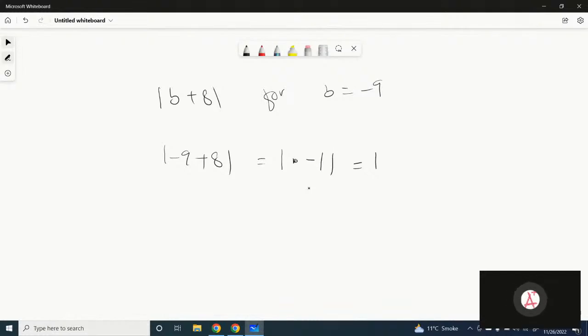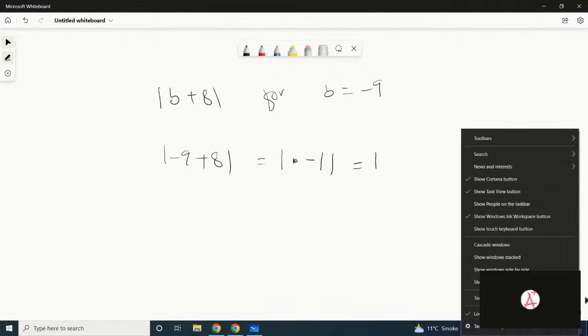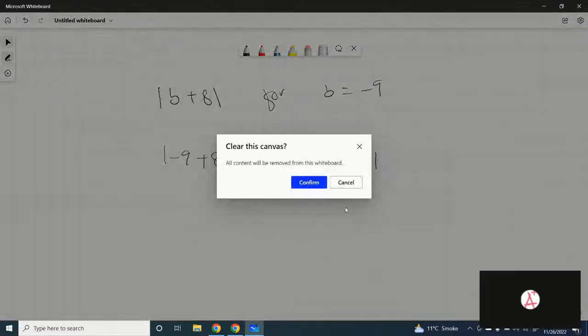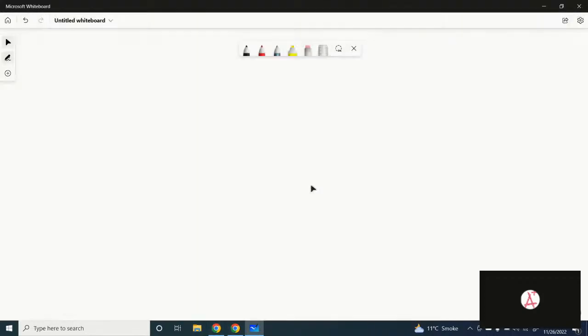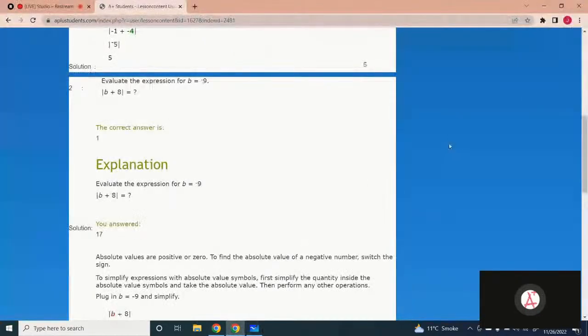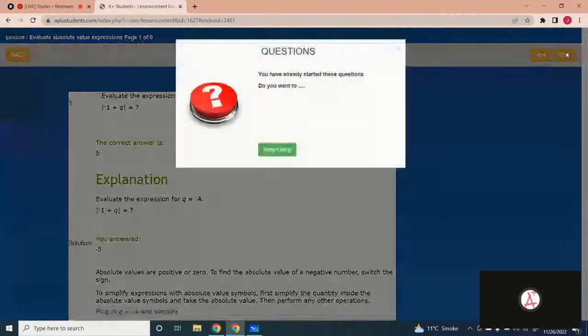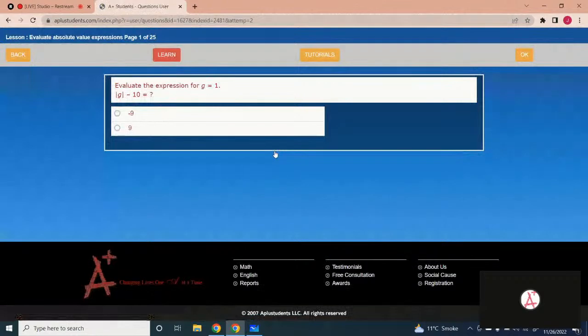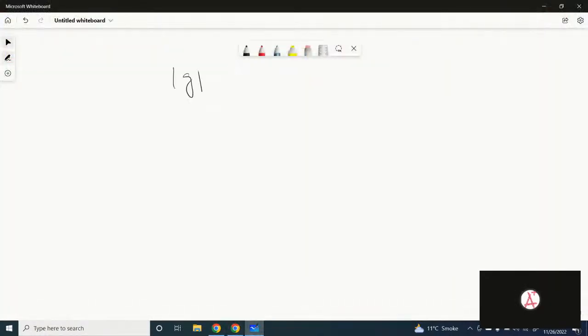Okay, let's just start with the test of the topic. Let's just start with the test. Okay, evaluate the expression for g equals 1, the absolute value of g minus 10.